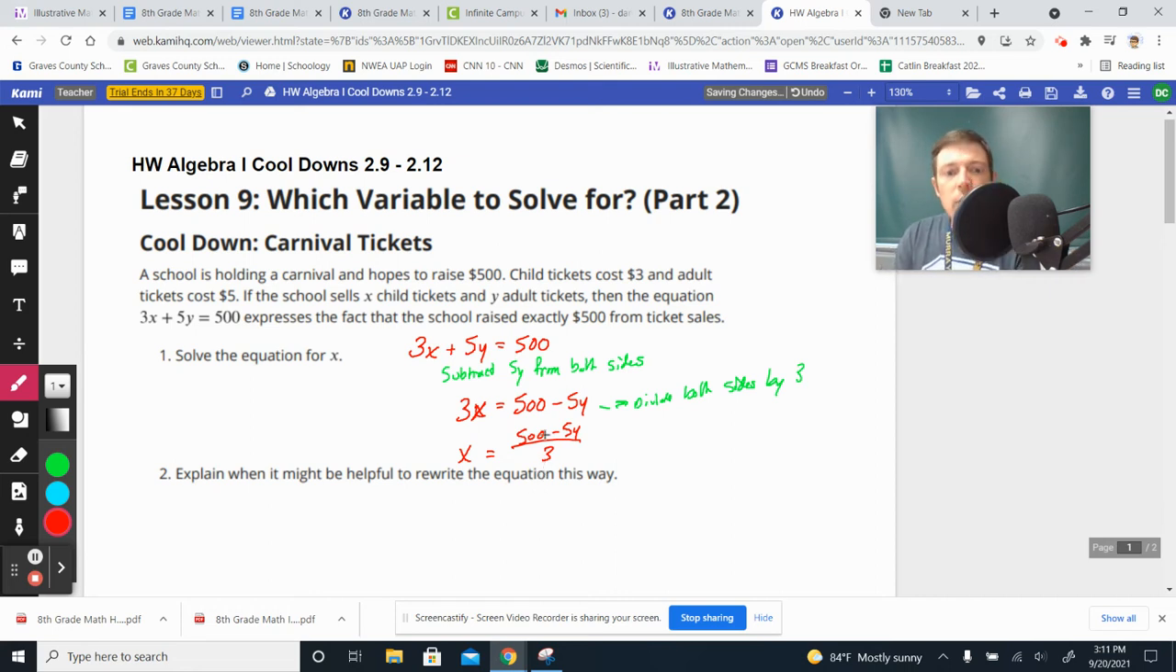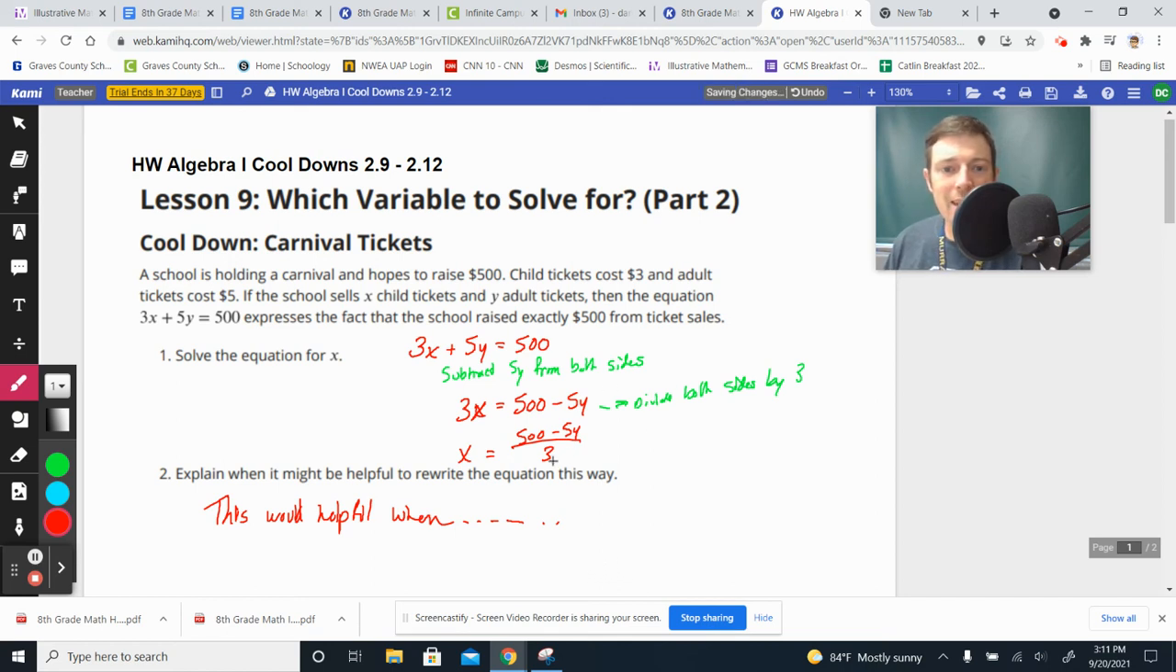Now, I have to explain when this might be helpful to rewrite the equation this way. If the equation has x by itself like this, then what that would help me with would be finding x, and x represents child tickets. So this would be helpful when, all right, and I'm not going to write this. You guys can finish this on your own. You can listen to what I'm going to say here.